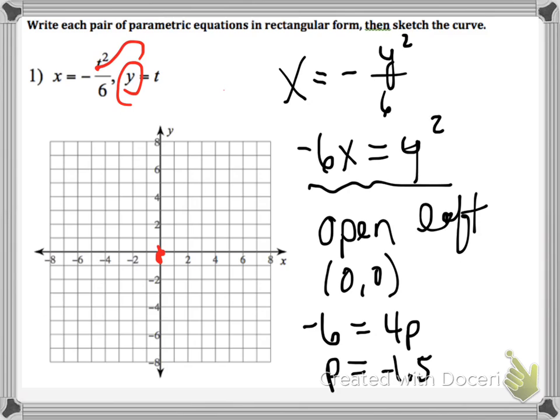There's our vertex. Terribly drawn, but there's our vertex. And then we count to the left 1.5, and that is our focus. And then we count 1.5 backwards, and we had that vertical line, or it wasn't always vertical, it was just in this case, that we call the directrix, right?